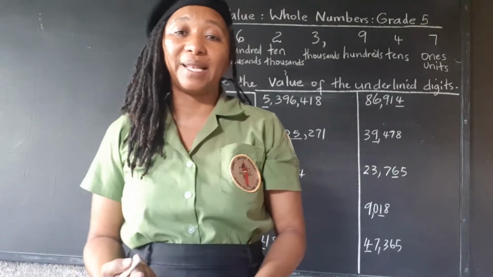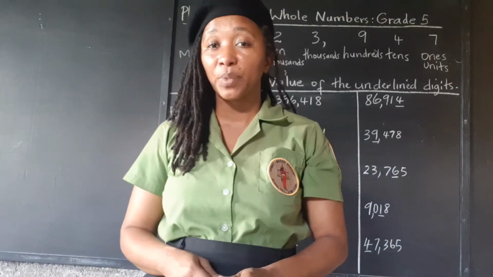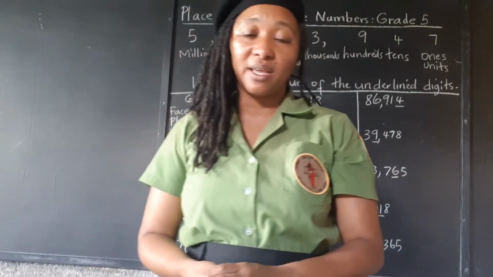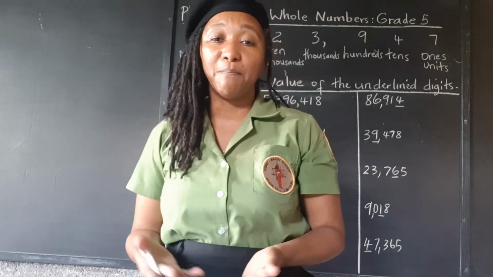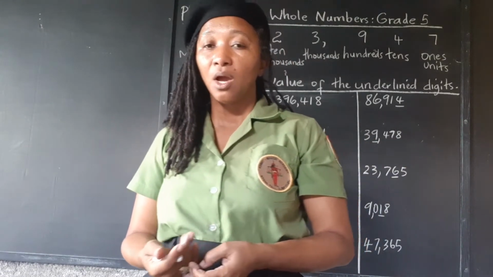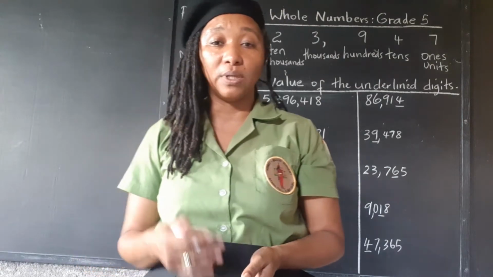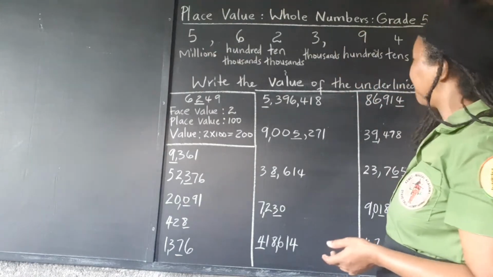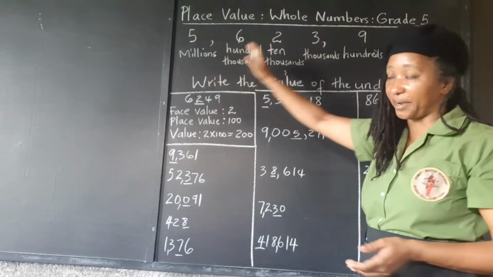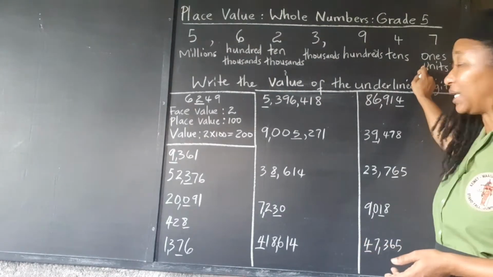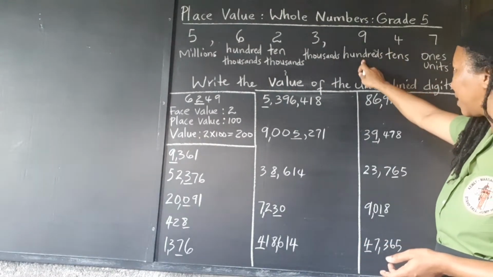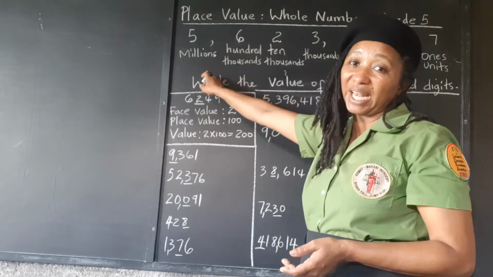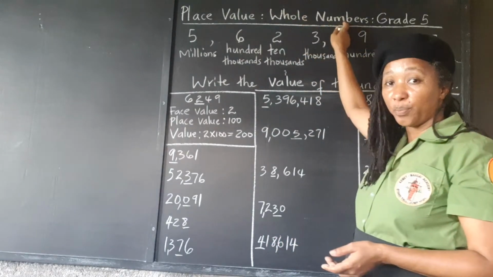Today we're going to look at the place value system at the grade 5 level. So our system is the decimal system, a base 10 system. Our place values are in powers of 10. These are the place values from right to left: the ones or units, the tens, hundreds, thousands, 10,000, 100,000, million. And these are for whole numbers, right?